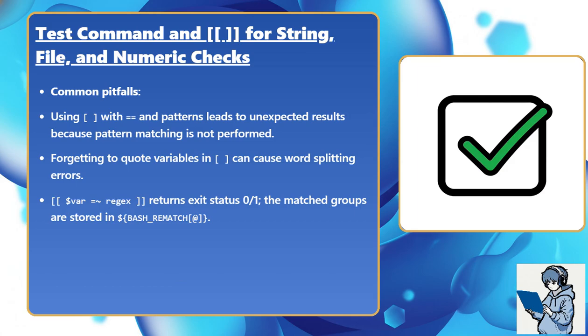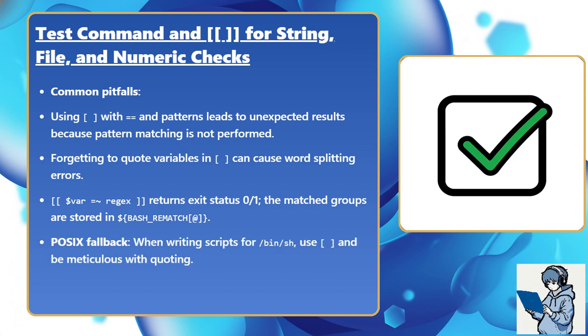Common pitfalls. Using [ ] with = and patterns leads to unexpected results because pattern matching is not performed. Forgetting to quote variables in [ ] can cause word splitting errors. [[ $var =~ regex ]] returns exit status 0 or 1. The matched groups are stored in ${BASH_REMATCH[@]}. POSIX fallback: when writing scripts for /bin/sh, use [ ] and be meticulous with quoting.